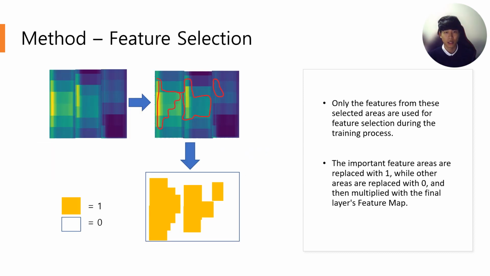Next method is feature selection. We select the area of importance identified through Grad-CAM. Only the features from this selected area are used for feature selection during the training process. The important feature areas are replaced with 1, while other areas are replaced with 0, and then multiplied with the final layer's feature map.